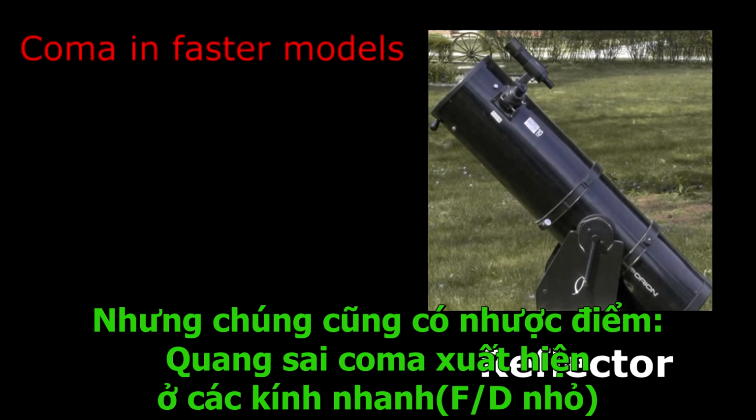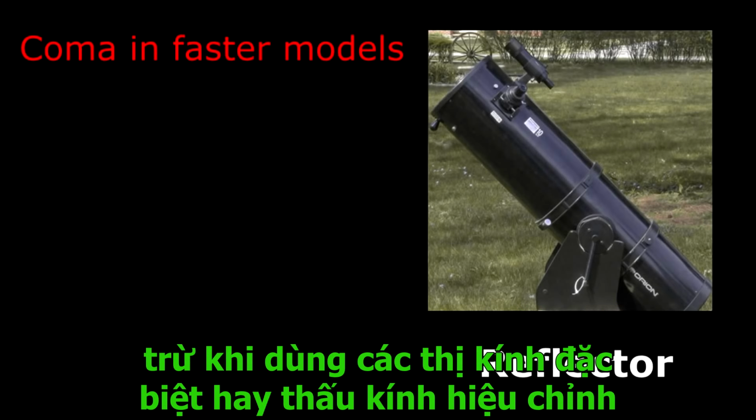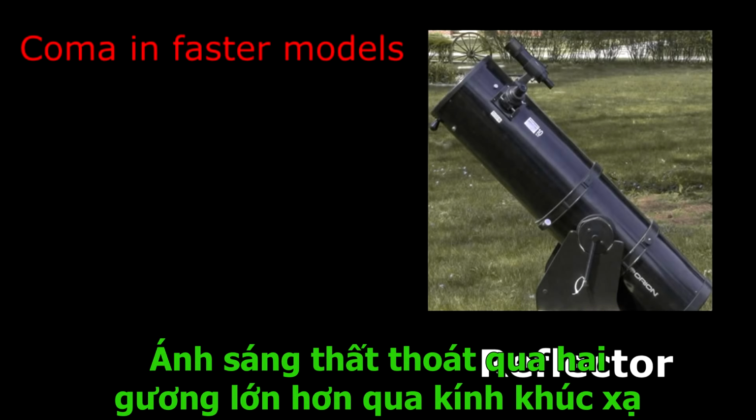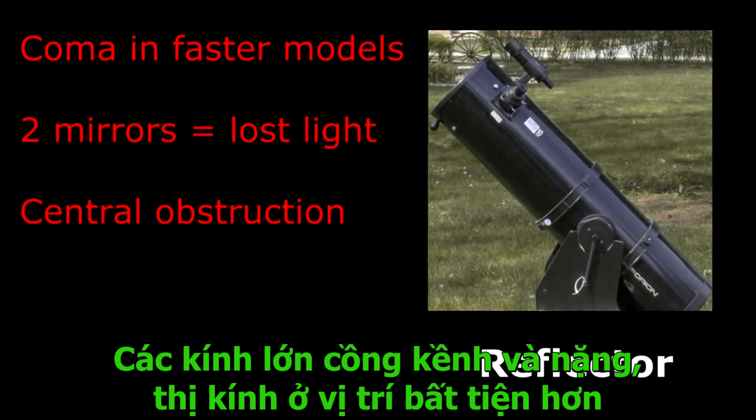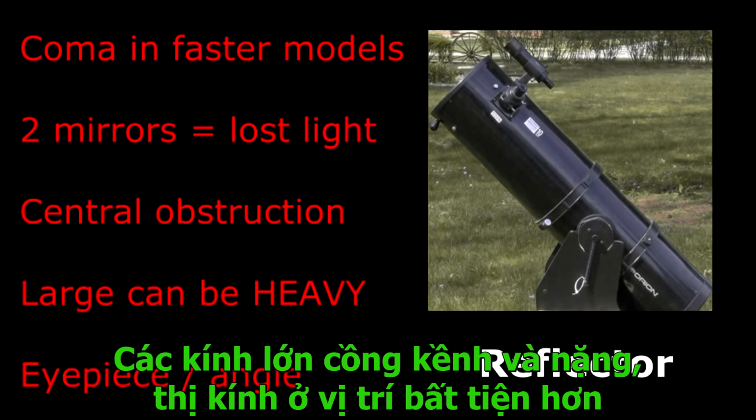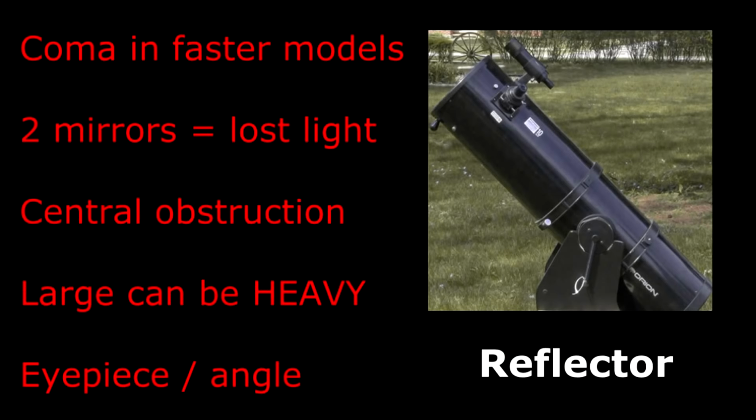The optical aberration coma occurs in faster models unless specialized eyepieces or correctors are used. Light loss due to multiple mirrors is greater than refractors. Central obstruction due to secondary mirror can cause diffraction and contrast loss. Larger models can be bulky and heavy, and the eyepiece can sometimes be in awkward positions.